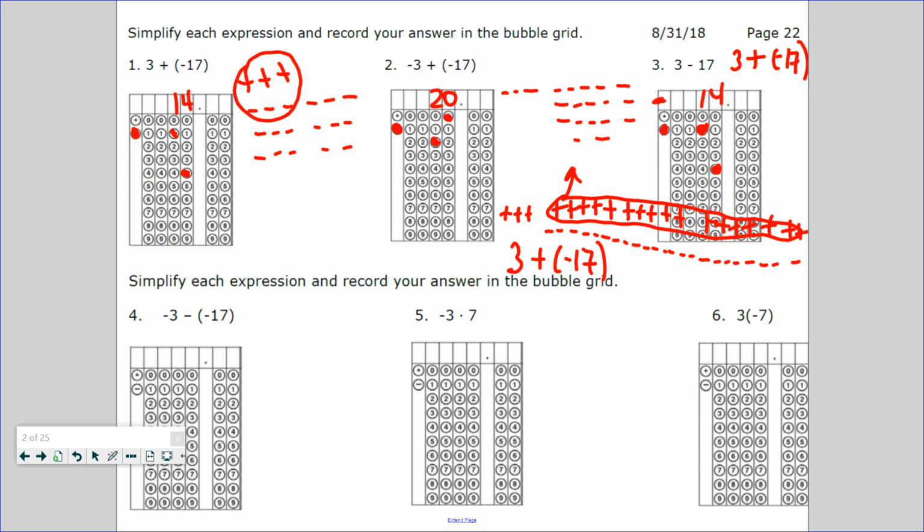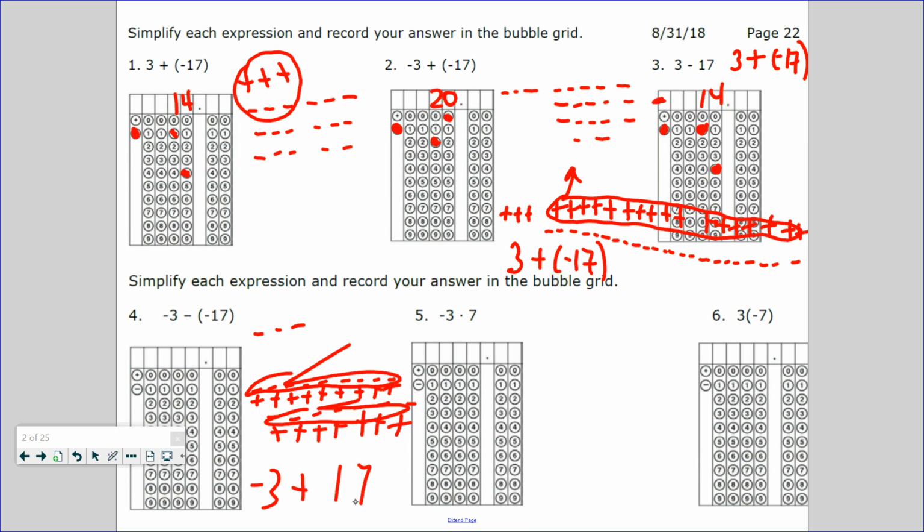Next one, negative 3 take away negative 17. I could draw it. I start with 3 negatives. How do I take away 17 negatives from these 3 negatives without changing the value of negative 3? I have to draw 17 zero pairs. I take away the 17 negatives. I'm left with negative 3 plus 17, or positive 14.